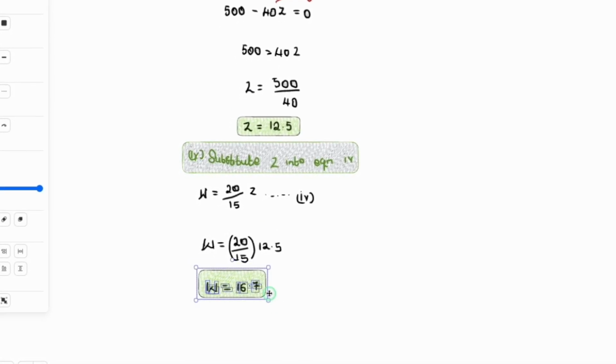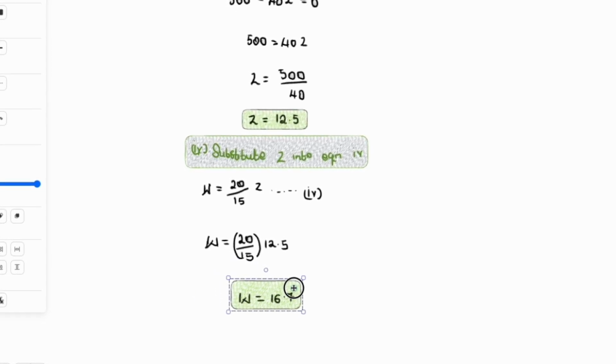So that's an example of how to solve a consumer utility function.